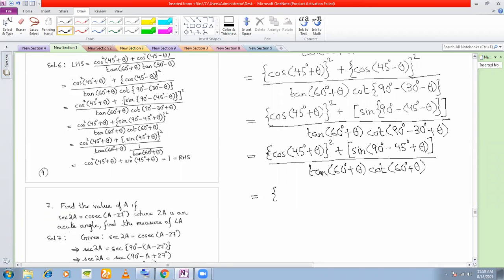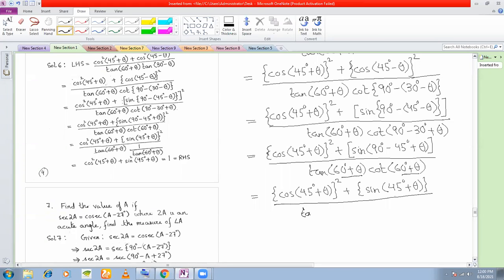So now if you see in the numerator, you have cos 45 degree plus theta whole square. And you have here sine 90 minus 45 plus theta, which will give you simply 45 degree plus theta. So you see again the angles, this angle and this angle are the same. So after changing one of them in the numerator to sine, I am getting the same angle for both. And in the denominator also, after changing one of them to cot, I am getting the same angle here. See, 60 plus theta and 60 plus theta.